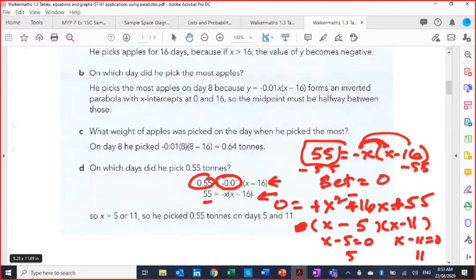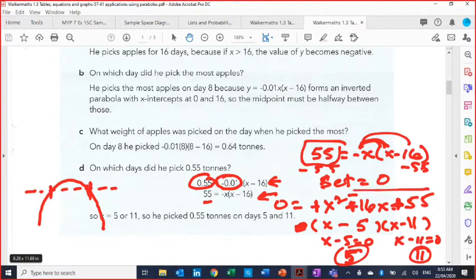And it's 2 different days that he picked that, but that's expected because remember a parabola goes up and then it goes down. So at those particular days, you're going to have the same amount twice, right? Okay. So if you remember solving quadratic equations, if you need a review of that, then I'll put up a video for you for that if you need it.